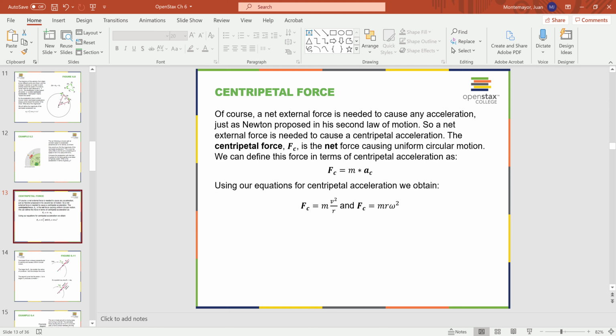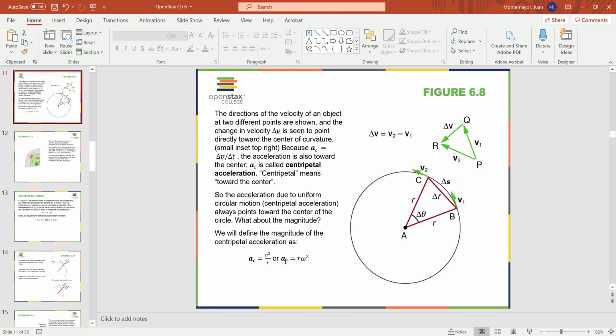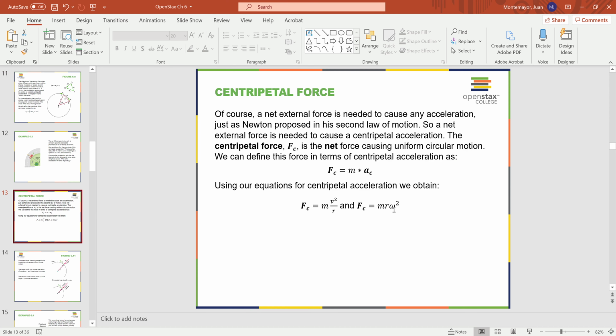We can define this force in terms of centripetal acceleration as F equals ma, basically, right? If you take away the c, you're still using F equals ma. So if we substitute everything that we know from our acceleration, we get m r omega squared, or m v squared over r, as our force here. All we're doing is substituting our a with v squared over r, which we just found out. So this is our new force for a circular path.